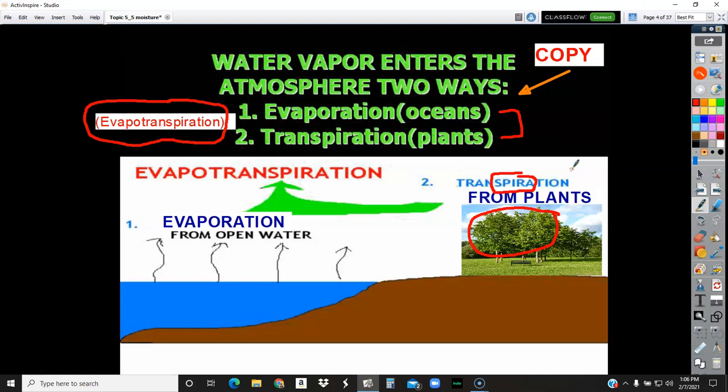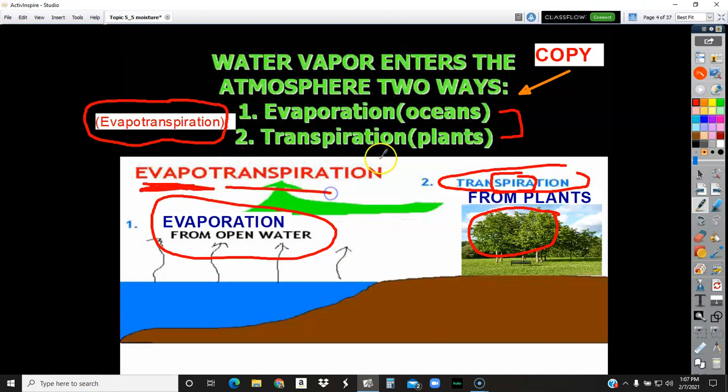Humans perspire. And so what they do is they take the word evaporation from the water and transpiration from the plants and trees and put it together, like I said, into a big word. They take the evapo part and transpiration and make one big giant word, evapotranspiration, which is all the water that's going into the air from your oceans and your plants and trees.